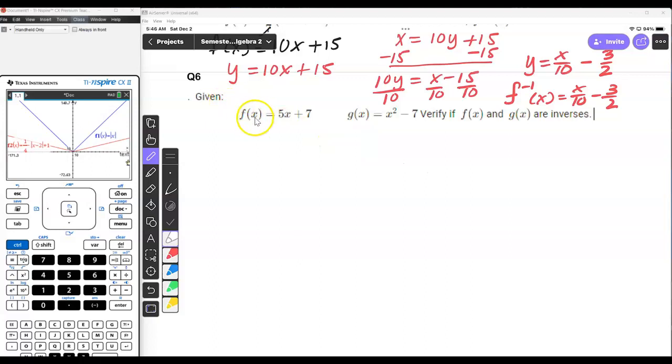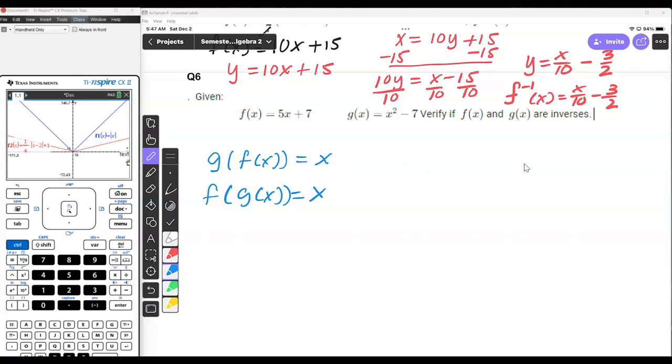Given f of x and g of x, verify f of x and g of x are inverse. You have to find the composition of both functions to check if they're inverse. And remember that it has to come out to x. If it fails to come out to x, then you can automatically stop and say they're not inverse of each other.